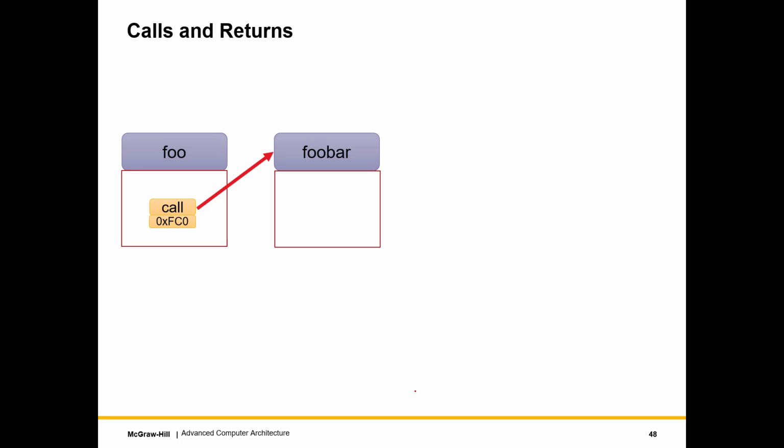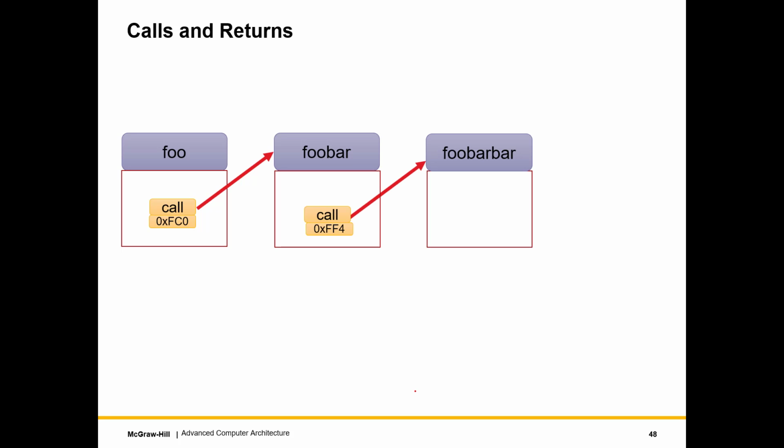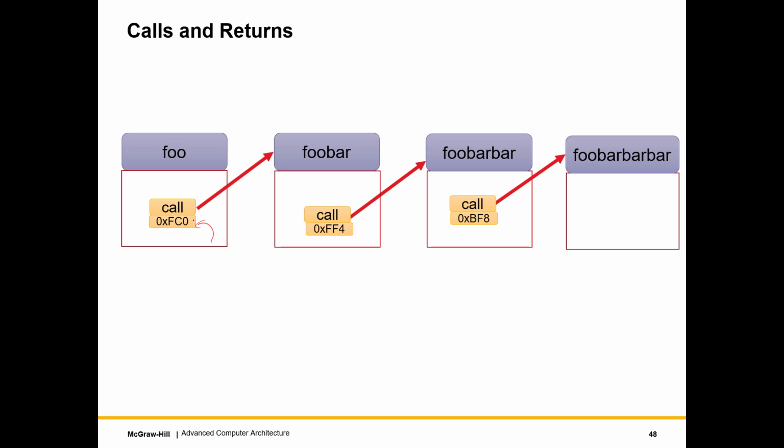Consider a function foo. The function foo calls foo bar. This is the return address. Foo bar calls foo bar bar. This is the return address. And foo bar bar calls foo bar bar bar. Then again we return, and once we return to this return address, we return once again.